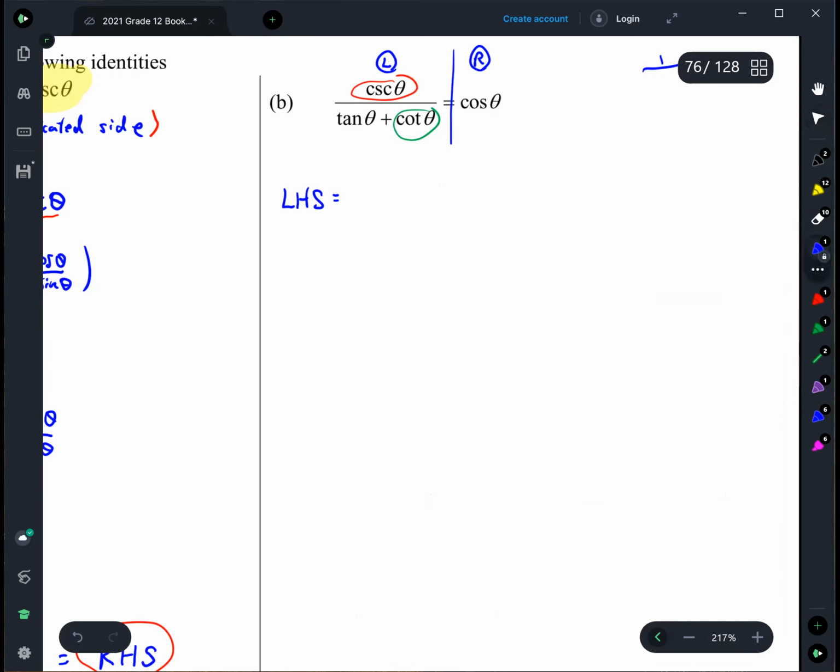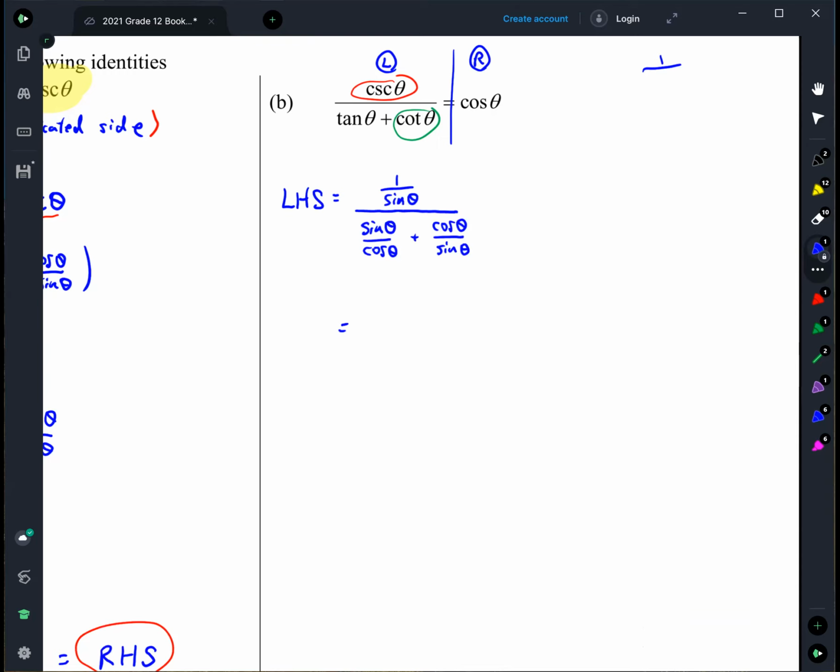So your very first step is important, okay? Cosecant turns into 1 over sine. So remember the sine theta doesn't go down. And then we have tangent using the quotient identity, sine over cosine. Cotangent is cosine over sine. Okay, that's the left-hand side. And then now the top, we'll keep it the same for now.